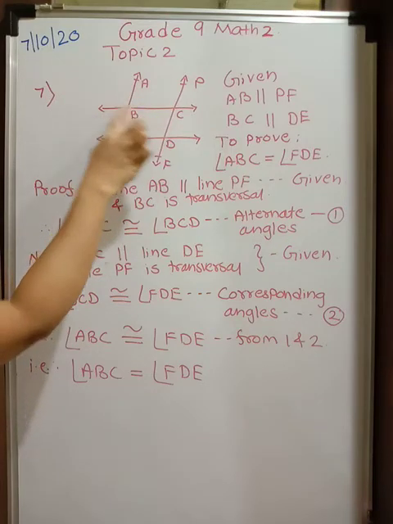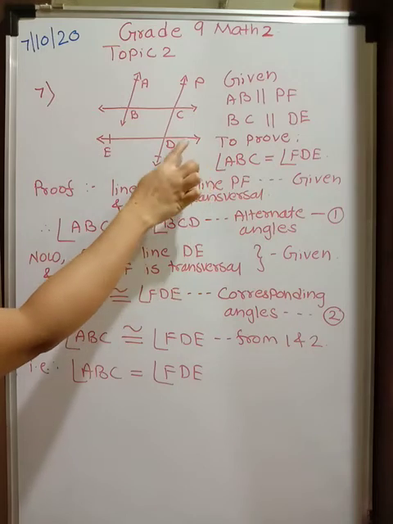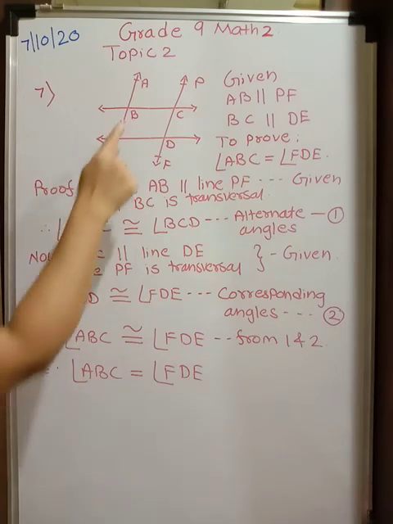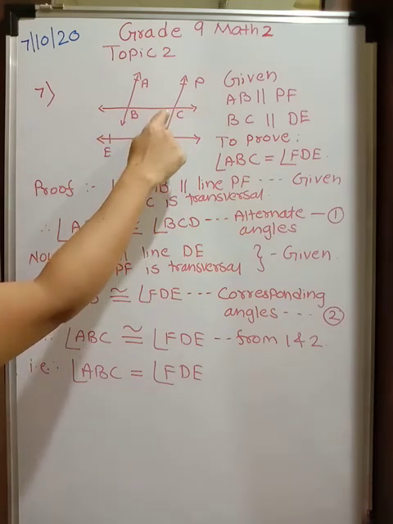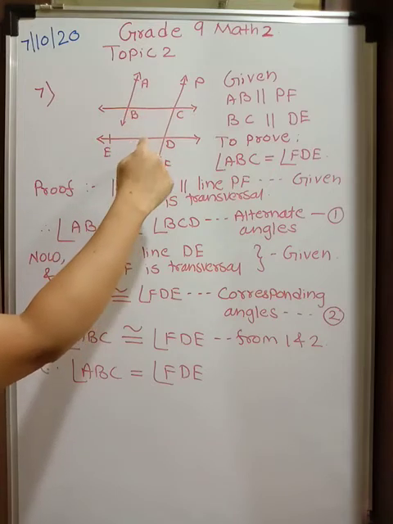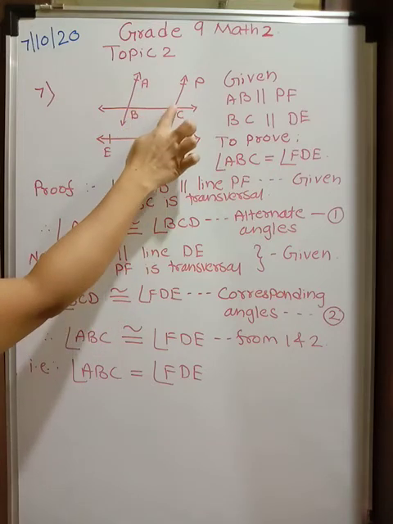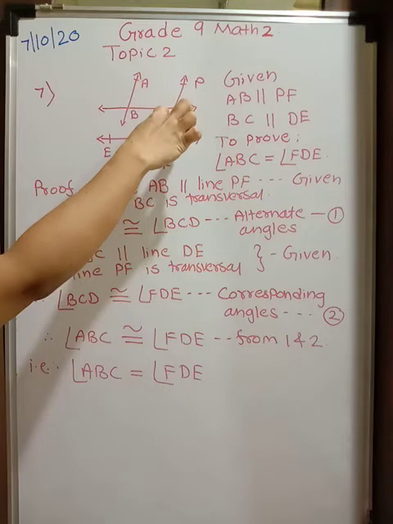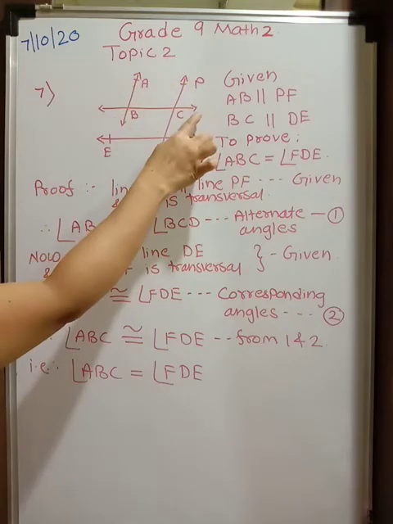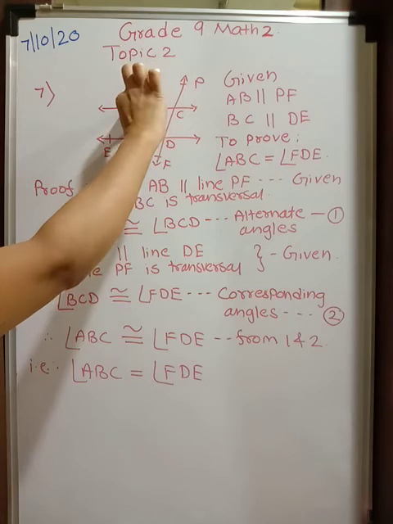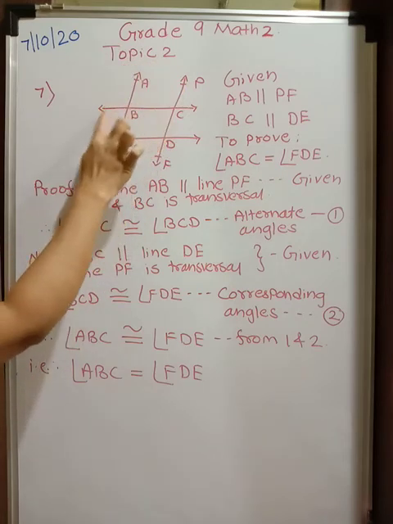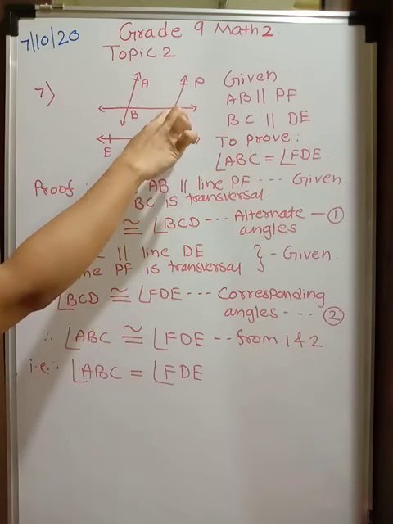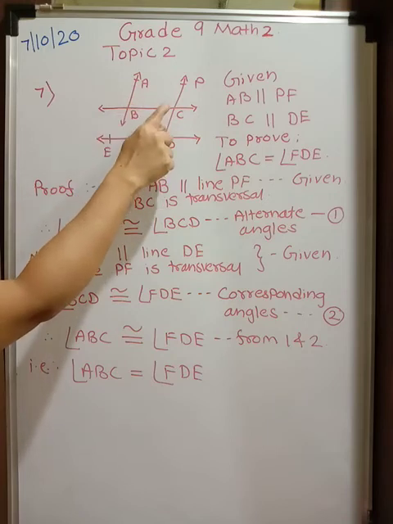Alright. Now you consider BC parallel to DE and PF as transversal. Now what do you have? BCD, this angle, is exactly equal to FDE. BCD, this one and this one. See, these two are corresponding angles. Alright. So first considering these two parallel lines and this as transversal, we got these two angles are equal by the alternate angle test, this one and this one. Now considering these two lines and this as transversal, we got this one and this one as equal by the corresponding angle test. So this angle is equal to this and this angle is equal to this.